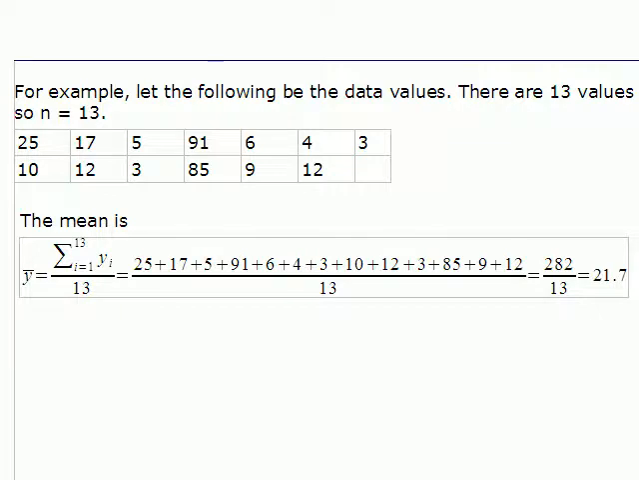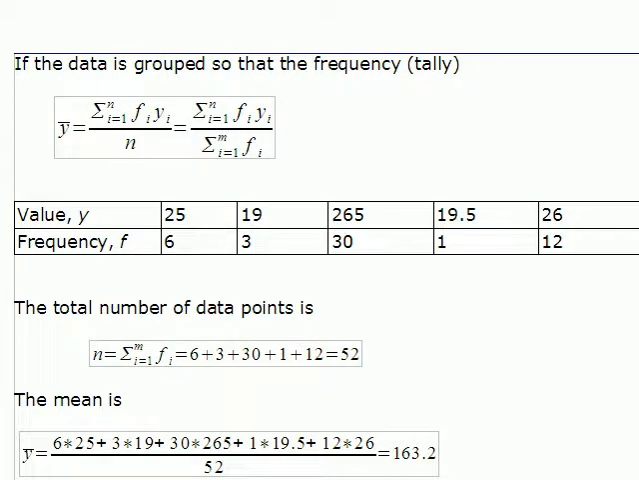Okay, this is fine when you have a list of data points. Now when the data is grouped with frequency, you certainly don't want to add all those values by themselves. You can find the mean using the frequency. So what we have in this example is the same summation from i equals 1 to n. We're dividing by n again. Everything's the same. We even have the y sub i's. But now we multiply by f sub i, which is the frequency associated with that y value.